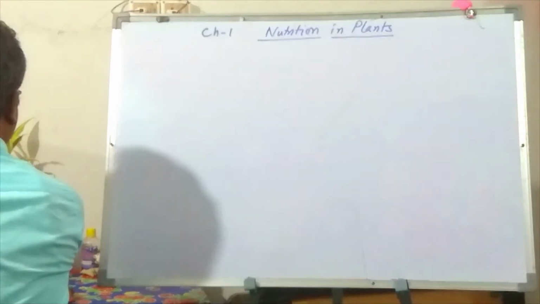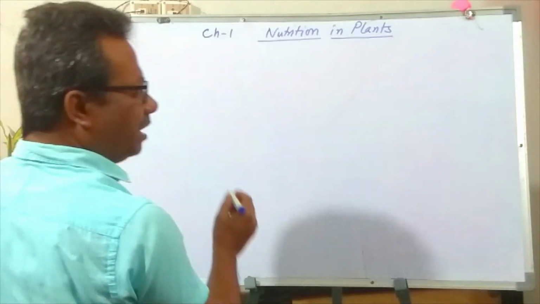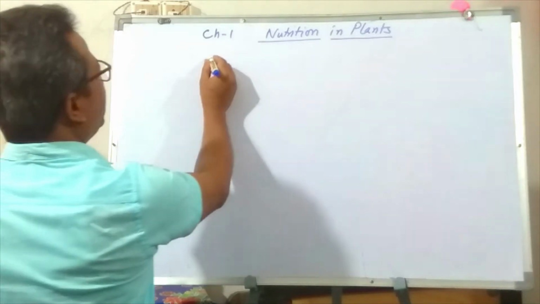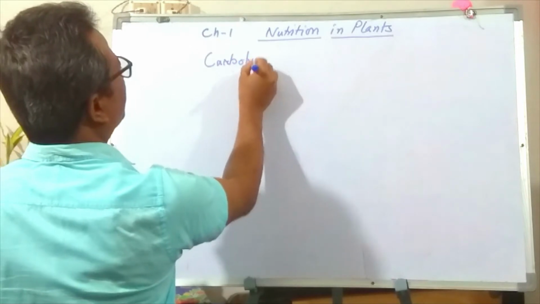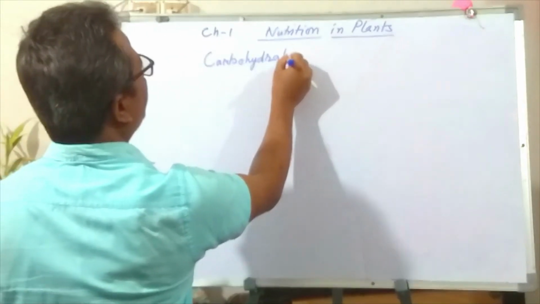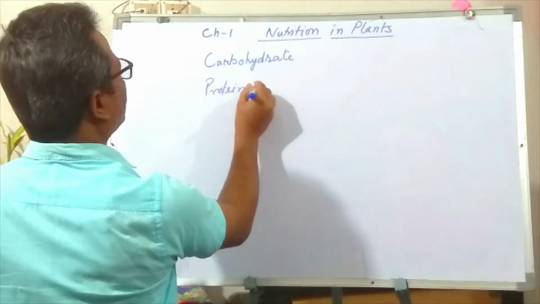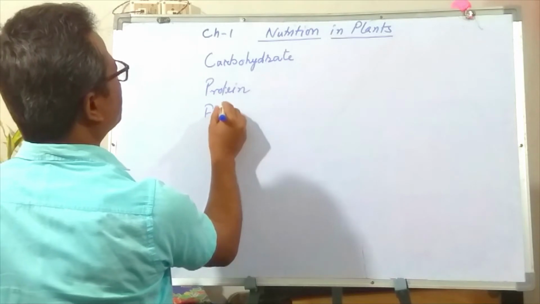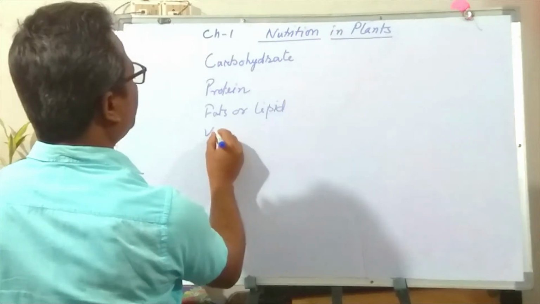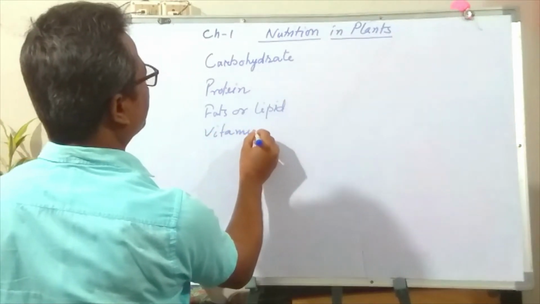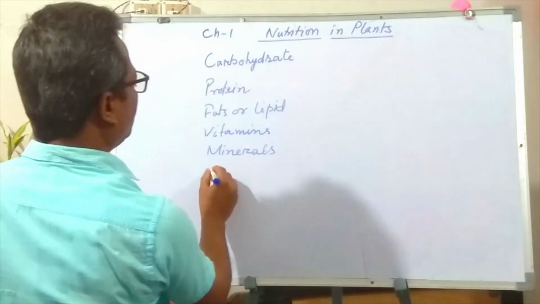Now, this terminology you have got in your earlier classes, but I want to recall it again. So, you got carbohydrate. Another is protein. Next is fats or lipid. Next to it, vitamins, minerals, water.